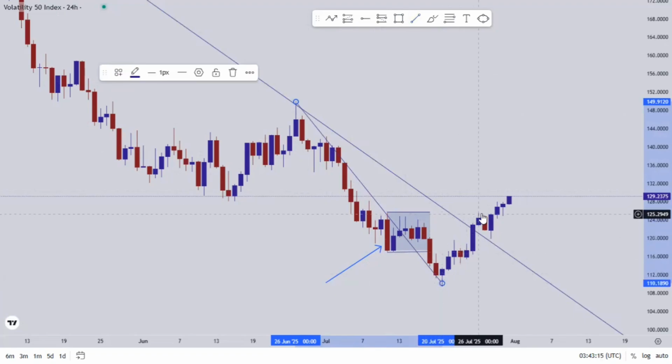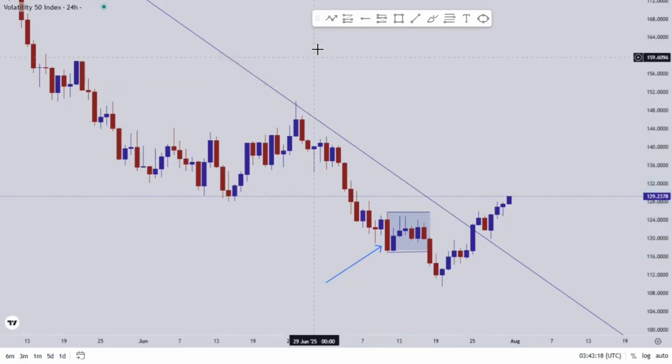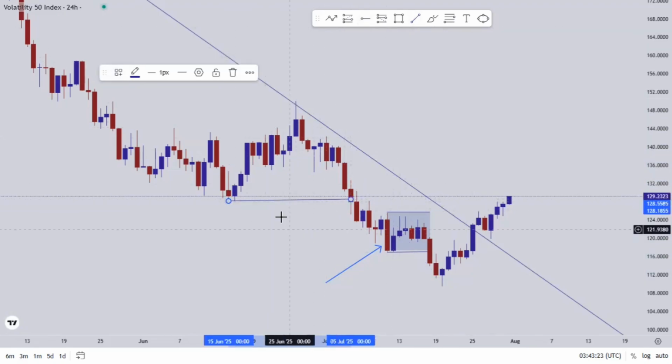Now we're having a bit of an issue here. Why? Because our trend line just got broken exactly at this particular point, right? So let me map this chart. We have a breakout structure here, right?